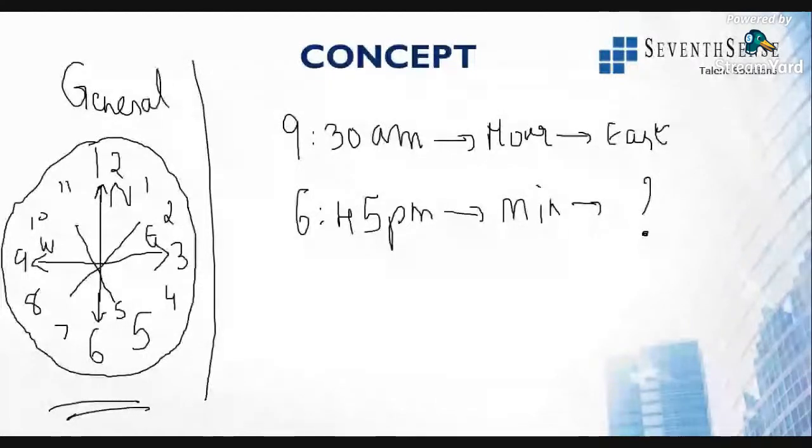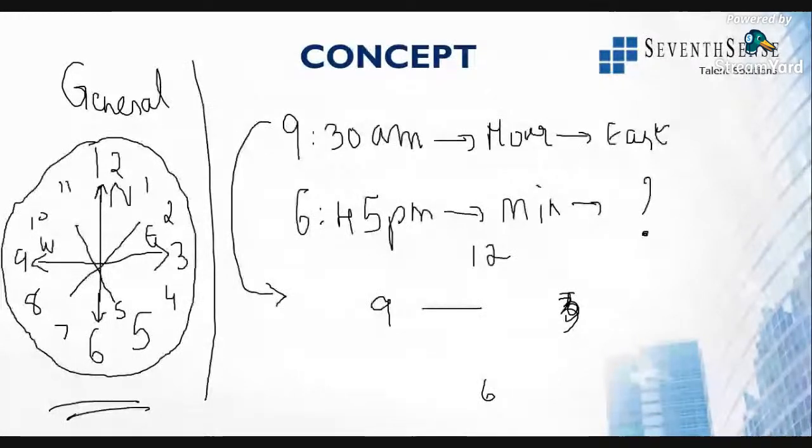Now, according to the question, you need to frame a new one. At 9:30 a.m. our hour hand is at east. So at 9:30, we just draw a proper clock, with 9, 12, 3 and 6, and just change the directions. At 9:30, this is how the diagram will be. Our hand will be here.